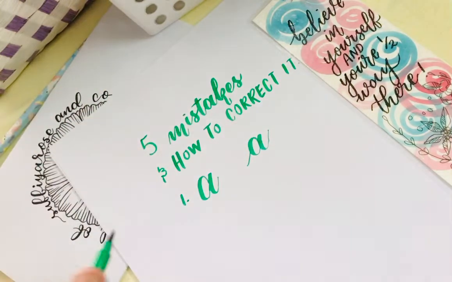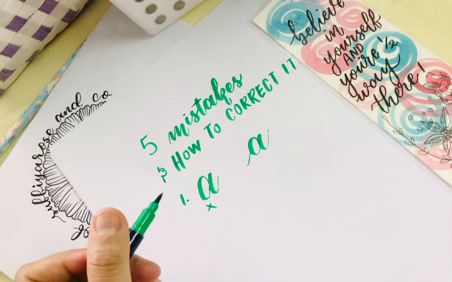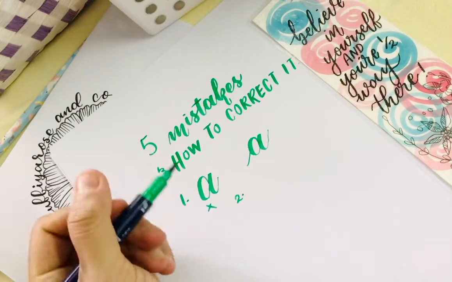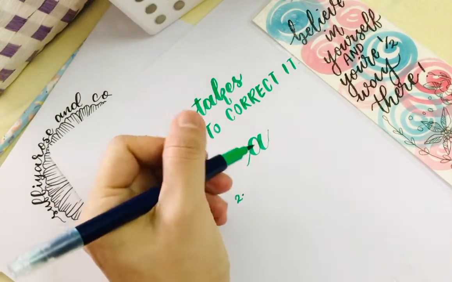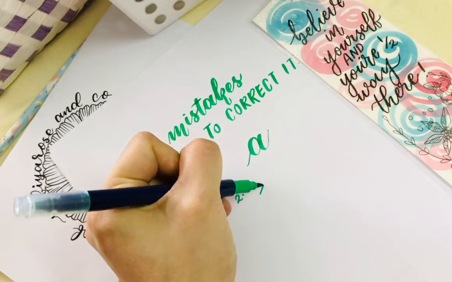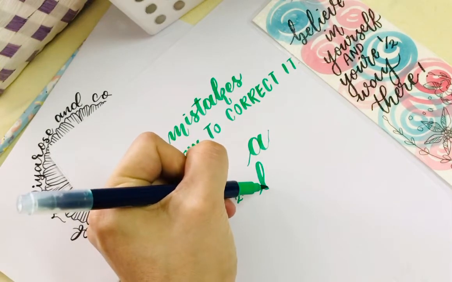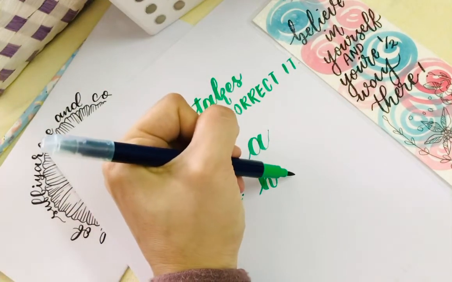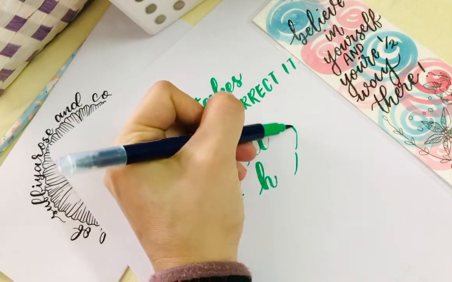Okay, so the second alphabet is an H. As for an H, the compound curve must start slightly further from the ascending stem loop. Then it will look prettier.